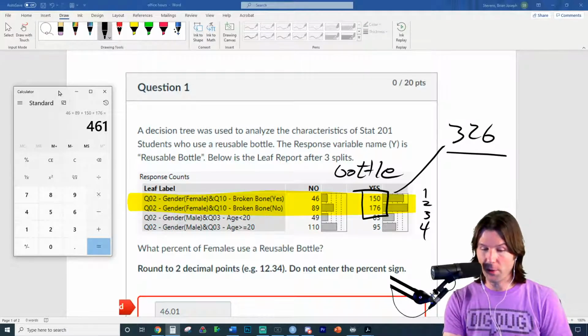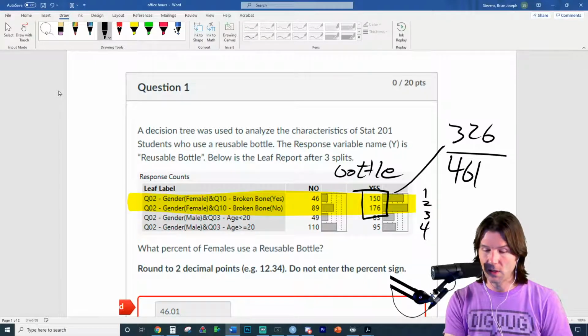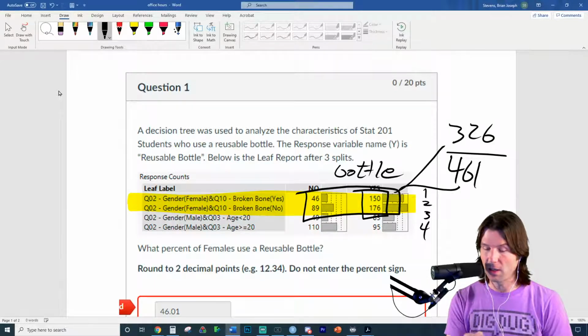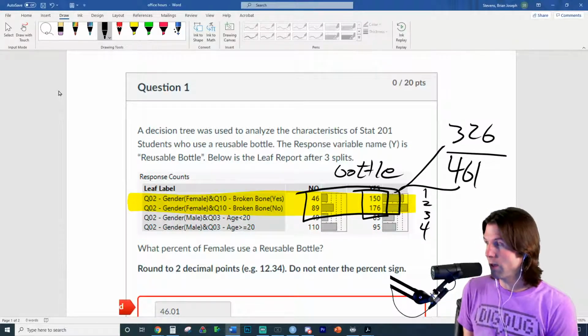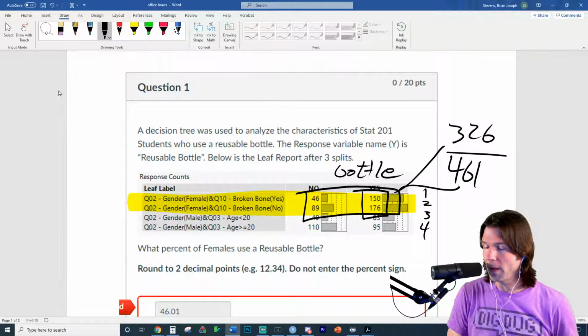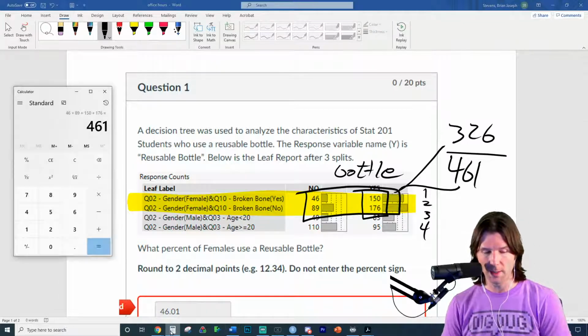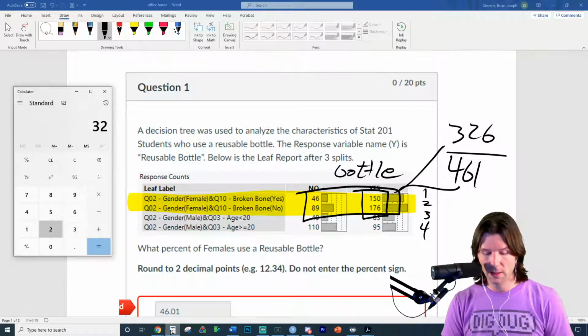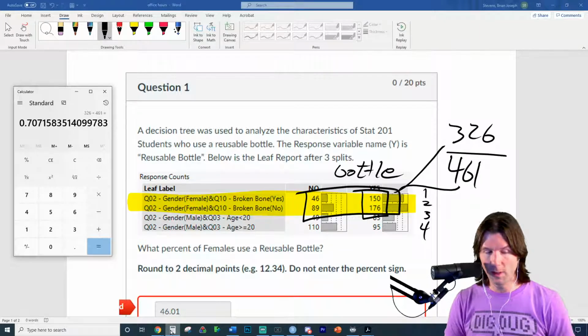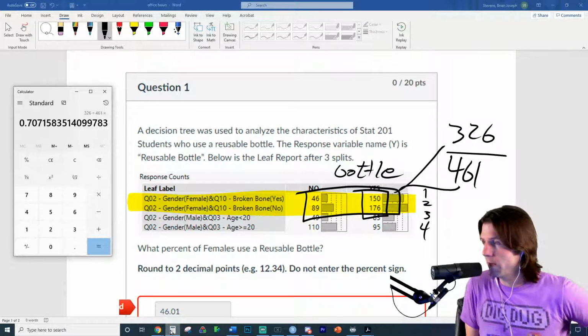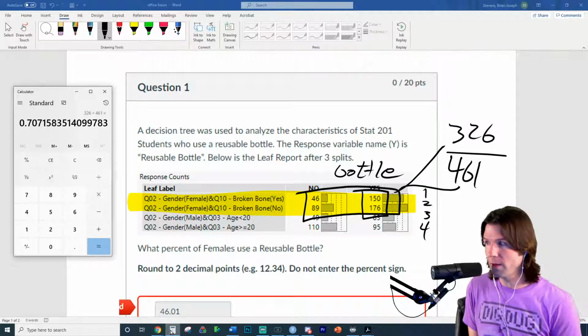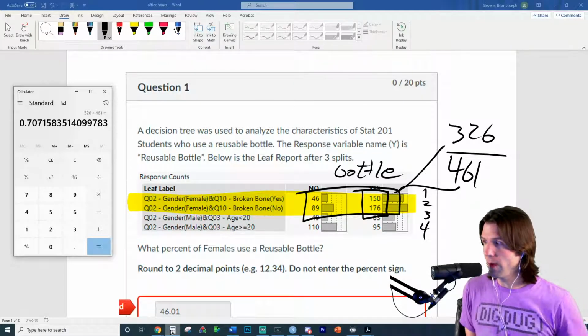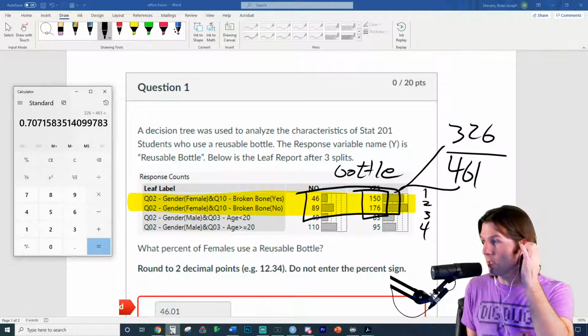To find out how many total there are, you need to add up all these numbers. So this bottom number right here is the sum of everybody in these leaves. The bottom number is how many total females there are. And the top number is, out of the total females, how many use a reusable bottle. This should get us the right number, not the amount, but the percent. So 326 divided by 461. Does everyone see where these numbers come from? All the females are 461, and the amount of females who use a reusable bottle, because that's where the yes is, is 326.